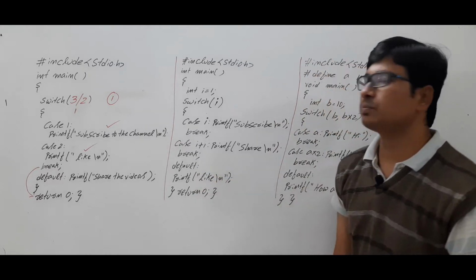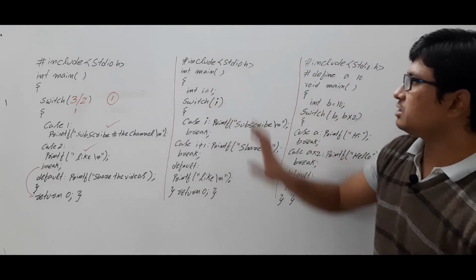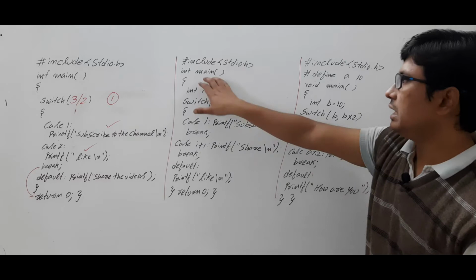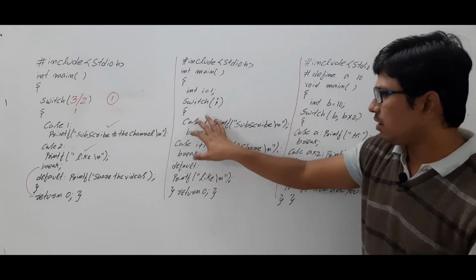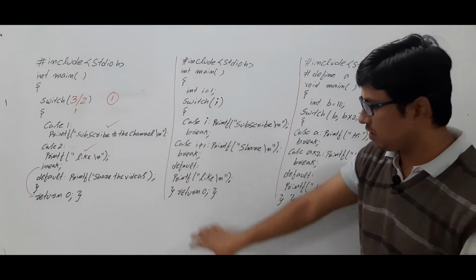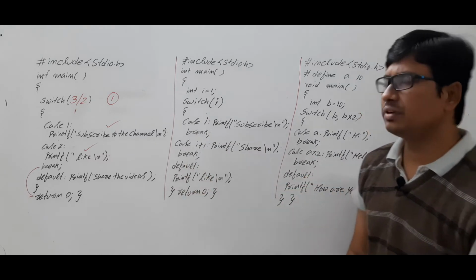Now come to the second program. #include <stdio.h>. Okay, good. int main. int i is equal to 1. switch i. They have given some cases. They have given the default and return statement. Okay, good. Everything is good.